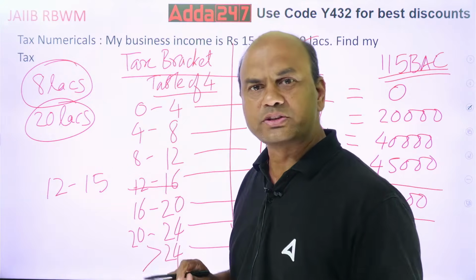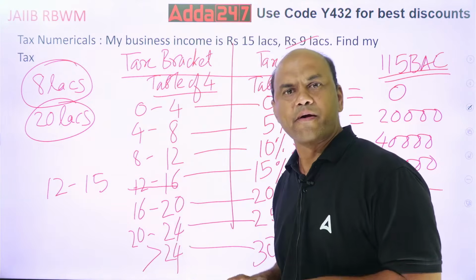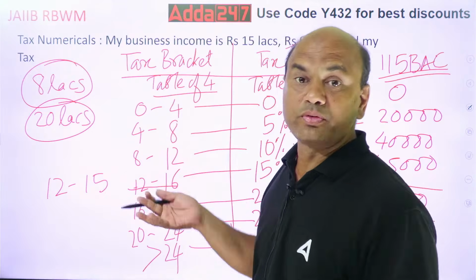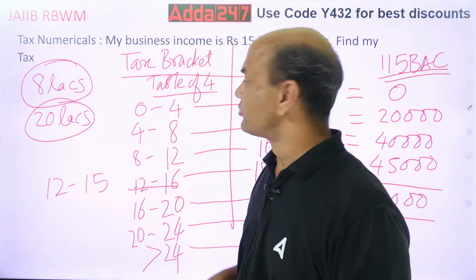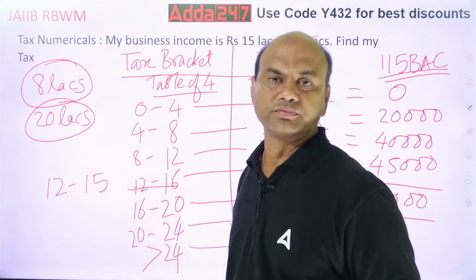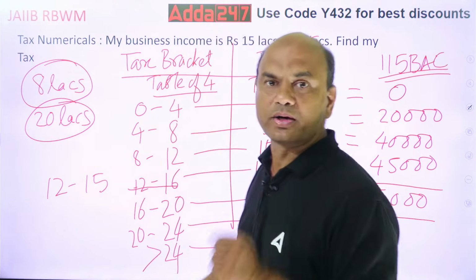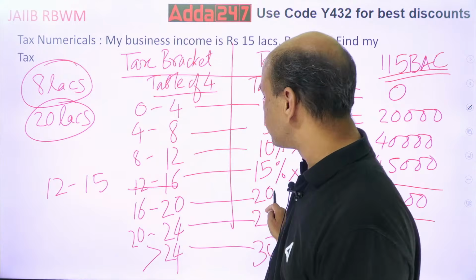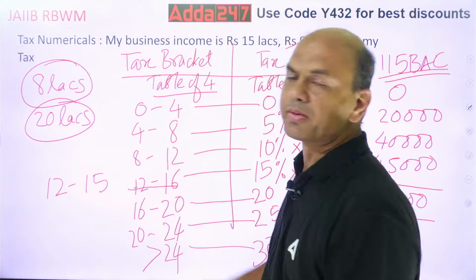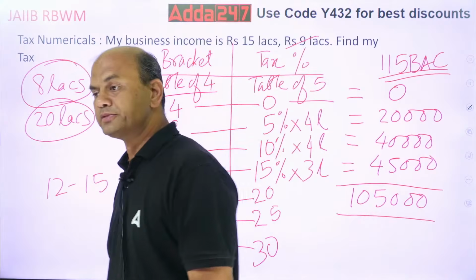Up to 12 lakhs you don't have any tax. That's agreed. But the question is, where will you keep this 8 lakhs? In this bracket or this bracket? Or for that matter 20 lakhs. Where will you keep this 20 lakhs? In the 20% bracket or in the 25% bracket? That's my question.